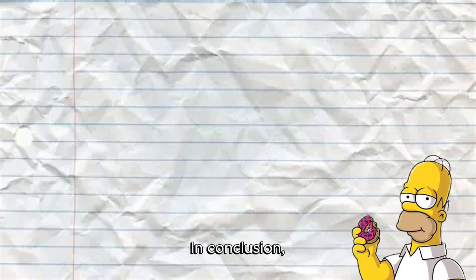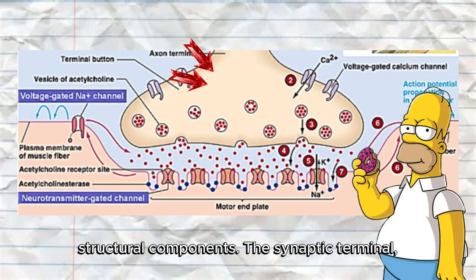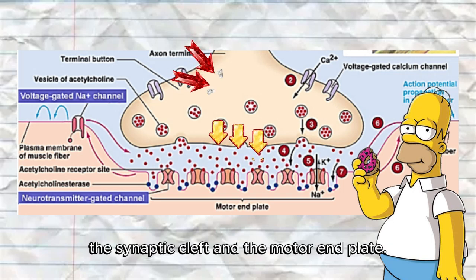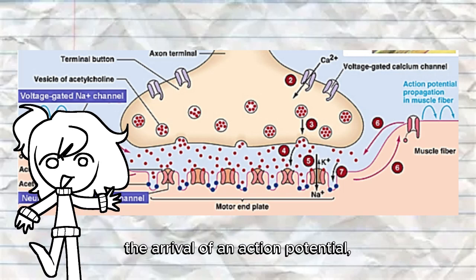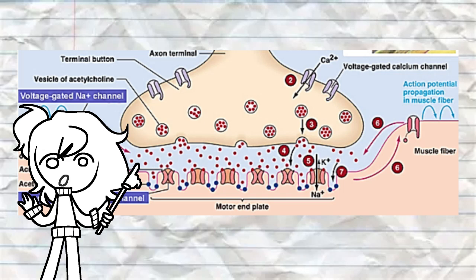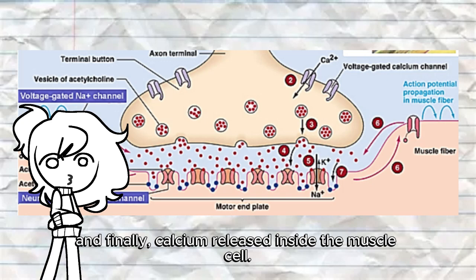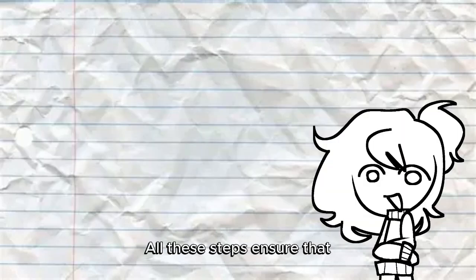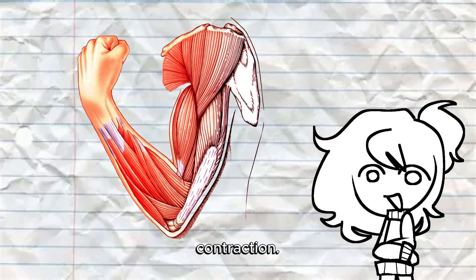filament mechanism. In conclusion, the neuromuscular junction consists of three main structural components: the synaptic terminal, the synaptic cleft, and the motor end plate. Transmission begins with the arrival of an action potential, followed by calcium influx, release of acetylcholine, binding to receptors, depolarization of the muscle fiber, and finally calcium release inside the muscle cell. All these steps ensure that a nerve impulse is successfully converted into muscle contraction.